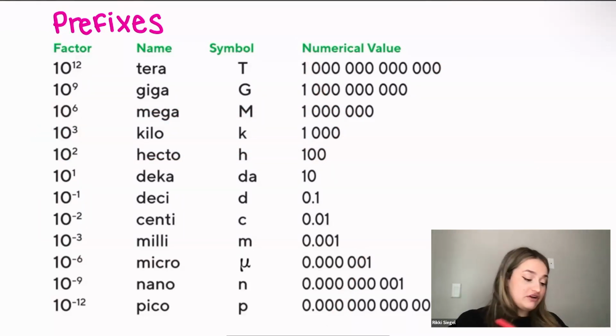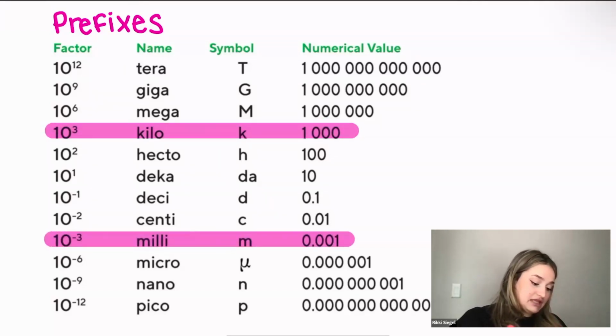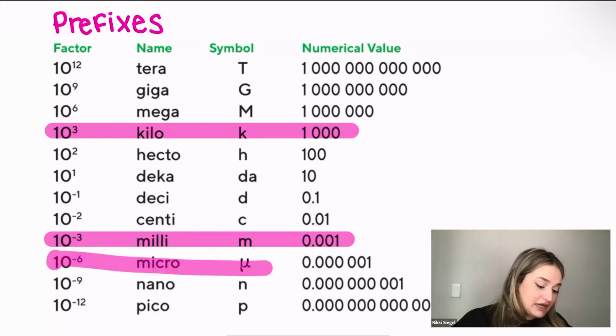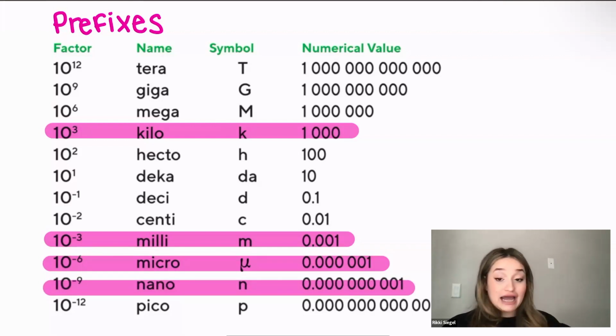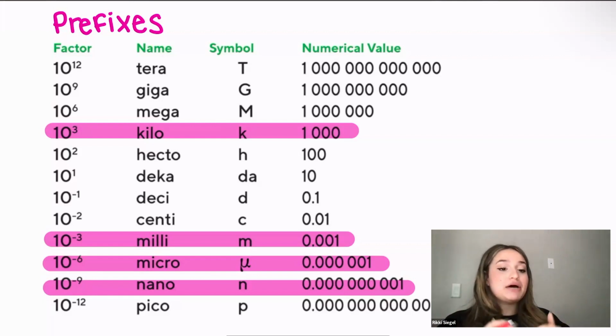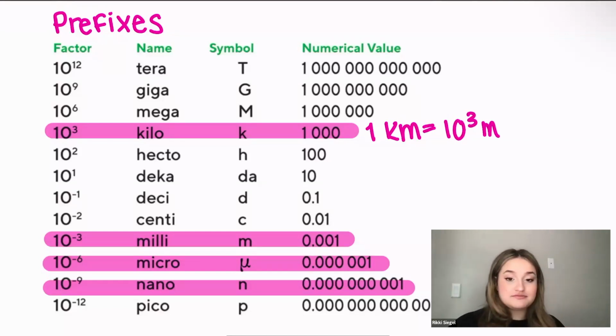I would become very familiar with the prefixes kilo, milli, and then if you are in physics, I would also become very familiar with micro and nano. These, I think, are the most important ones. You do need to use nano and micro once in chemistry, but otherwise, I would really just focus on kilo and milli. So 1 kilometer is 10 to the third meters.